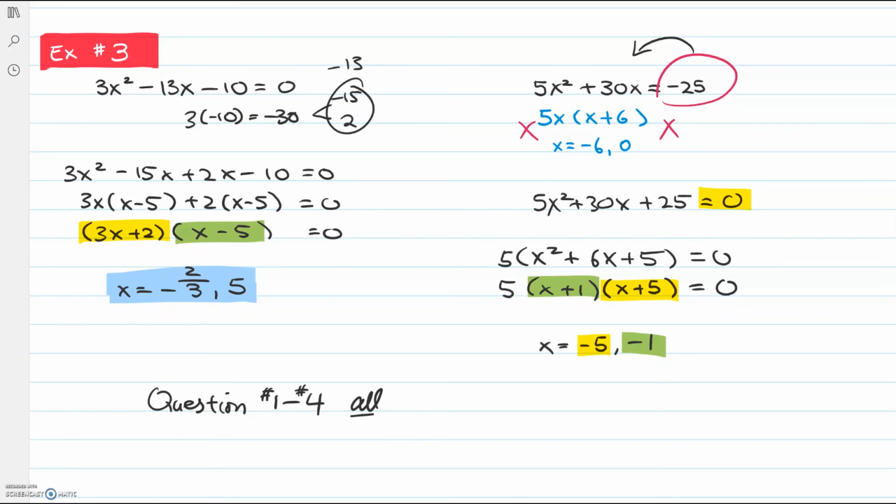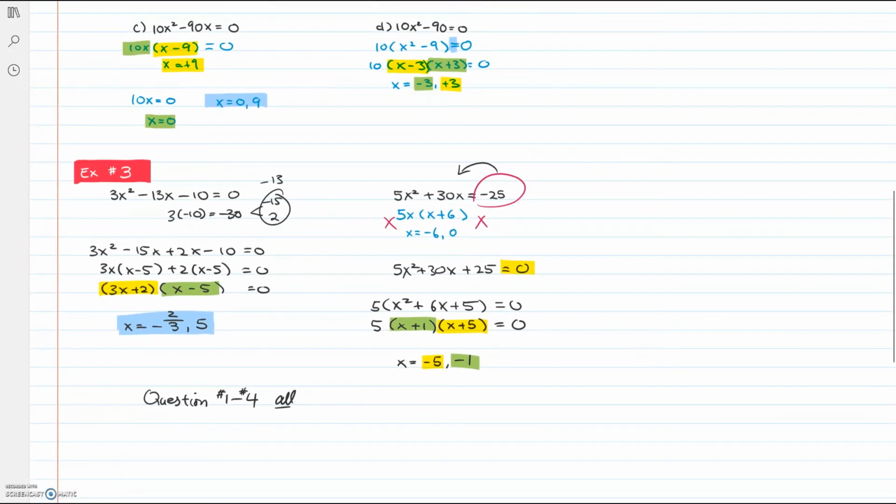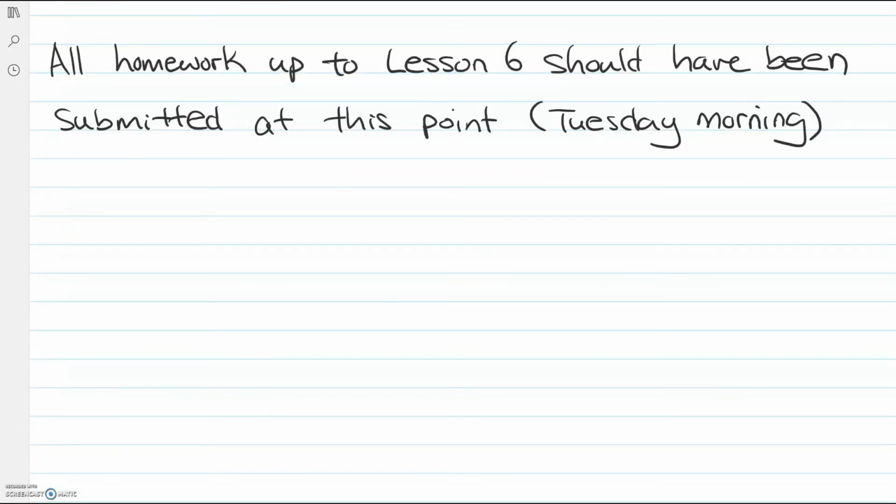Before you guys go, I just want to show you an example of a really common error I've been seeing in your homework as I go through and mark all of it. All of you guys should have homework submitted up to lesson 6. Okay, and if you don't have homework submitted up to lesson 6 yet, you're getting an email from me very soon, okay?